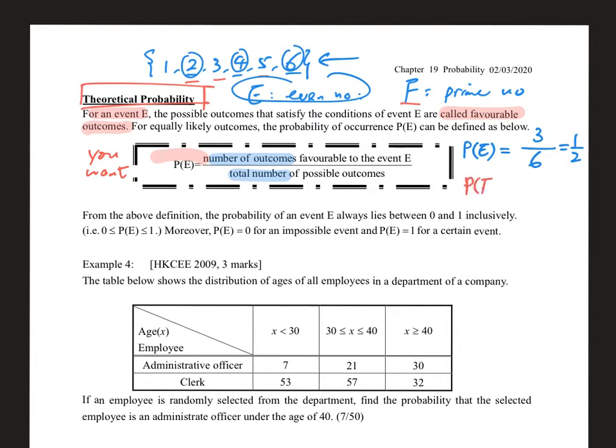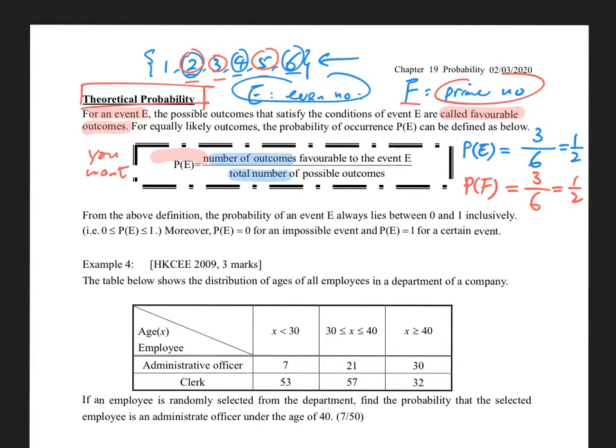For the other event, F, where you want to get prime numbers, the total number of outcomes at the bottom is the same, which is 6, while on top you now have 2, 3, and 5 as your prime numbers. So the result is still 1/2, though the events are different from each other.